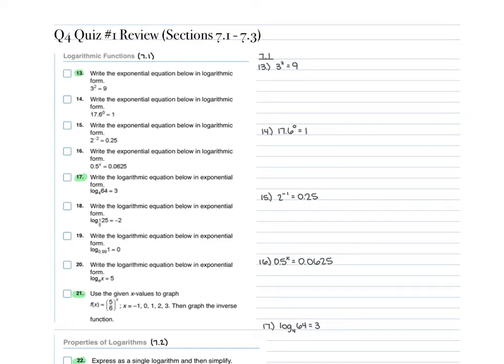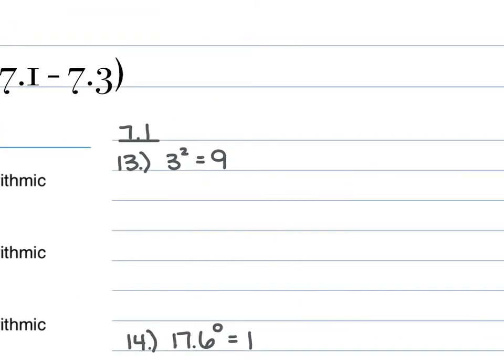Quarter 4, Quiz 1, Review, Sections 7.1 to 7.3, Solutions. Alright, so for the first set of examples, we are writing these exponential equations in logarithmic form. So remember, when we do this, we're going to have log. We have a base, which is that whole number that becomes our subscript, of 9 is equal to 2. So it's asking you 3 to what power is 9?